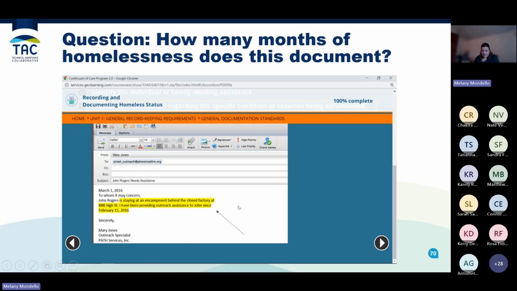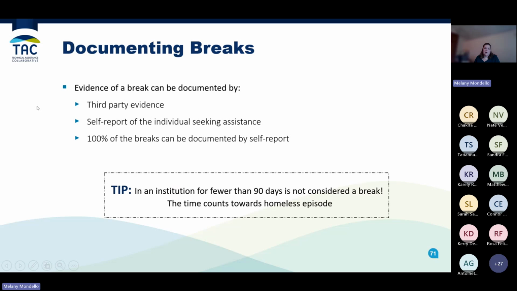So this to me would be 2 months because I see that they were working with a person in February, and this email is from March 1st. So that would be 1 day in February and 1 day in March. So this would be 2 months of homeless documentation for someone who's working on doing their chronic homeless documents.